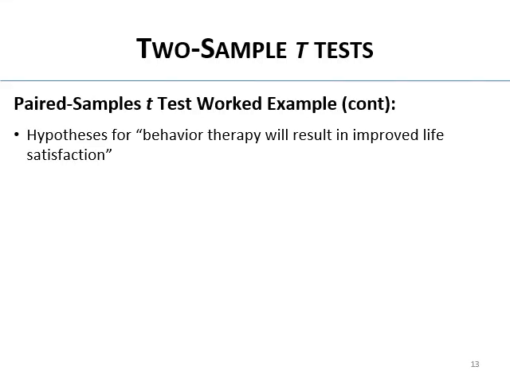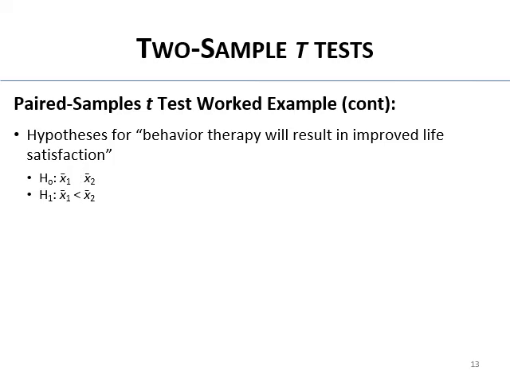So continuing our worked example, how do you write hypotheses? How would you write behavior therapy will result in improved life satisfaction? Well, behavior therapy is time here, right? Because you got pre and post. So having had behavior therapy would mean you're post. So we think that their life satisfaction scores will be higher post. We're saying that X bar 2 is going to be greater than X bar 1. Mean life satisfaction will go up. So the pre and post, the post will be higher.